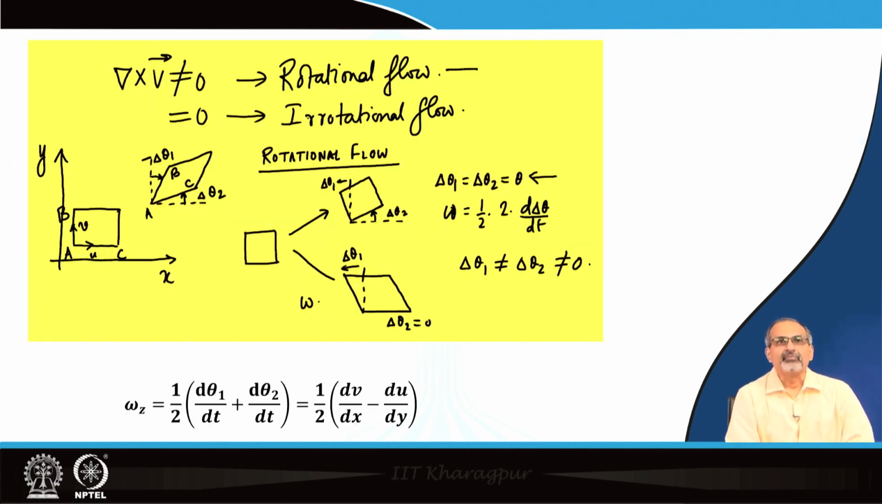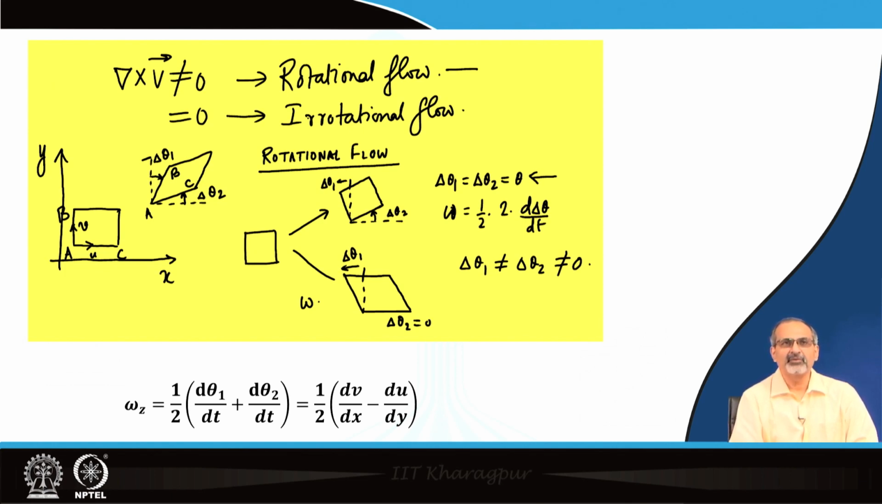Now, omega z we have defined, and it so happens that when omega z is non-zero, we find that the curl of the velocity vector is non-zero, and such flows are called rotational flows. While if the curl of the velocity is 0, what we get out of it is an irrotational flow. When can rotational flows occur?